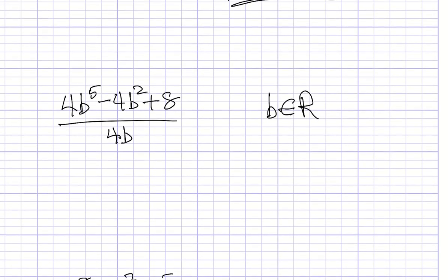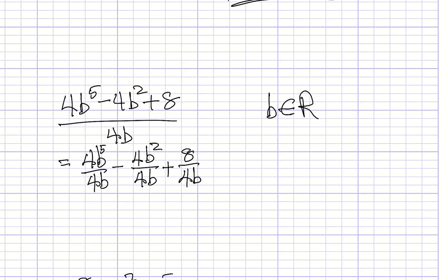Let's solve that. So you solve that, what do you get? You get 4b raised to the power 5 over 4b, okay? And then minus, I had to catch it there to correct myself. Then let me see, what is that? 4 minus 4b squared over 4b, okay? We're doing the same thing we've been doing. 8 over 4b. You see there, right?